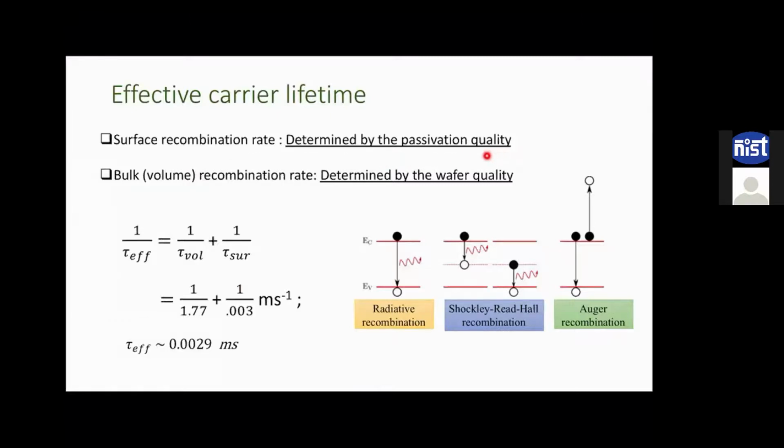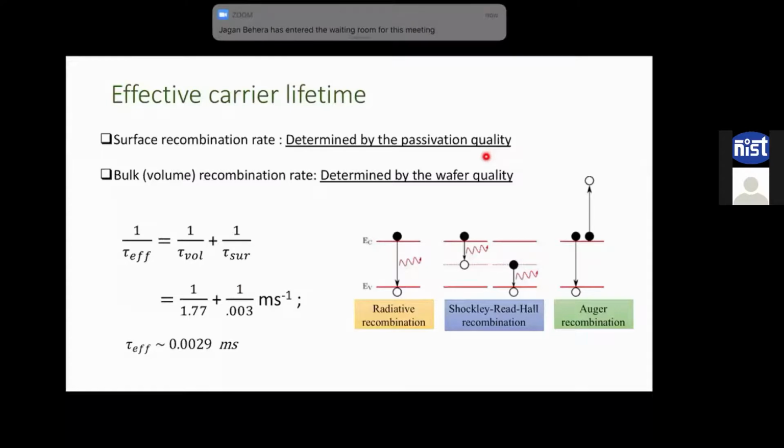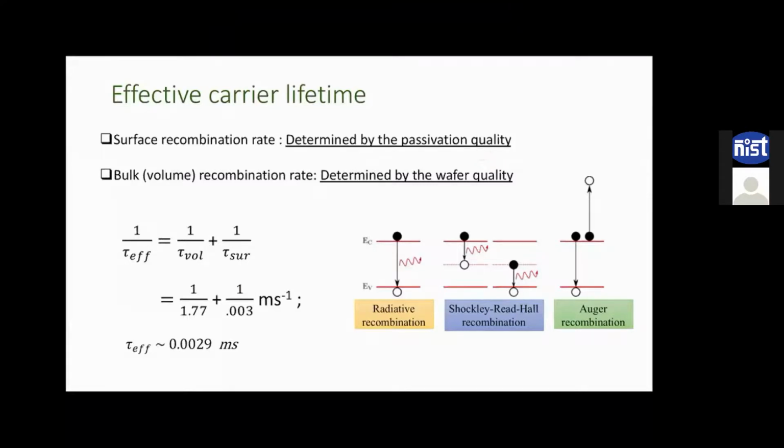Now let's see the effective carrier lifetime. Let's say you have a silicon wafer and you try to passivate the surfaces of the silicon wafer. Now what would be the carrier lifetime inside such a passivated wafer? This can be termed the effective carrier lifetime. Again, it is a combination of the volume lifetime and the surface lifetime.